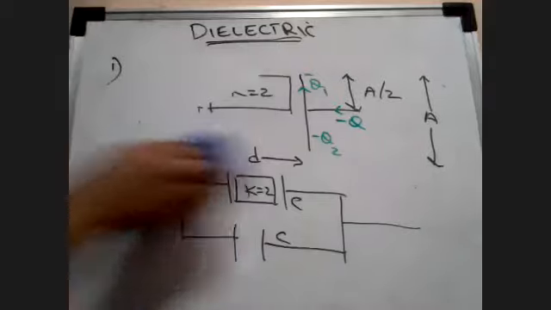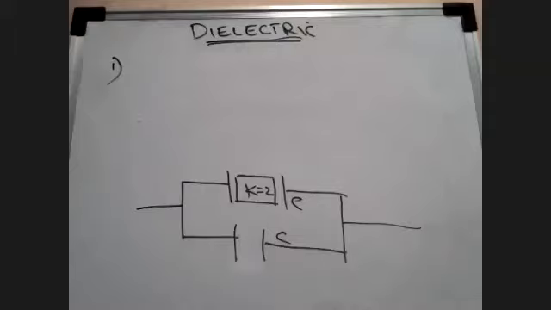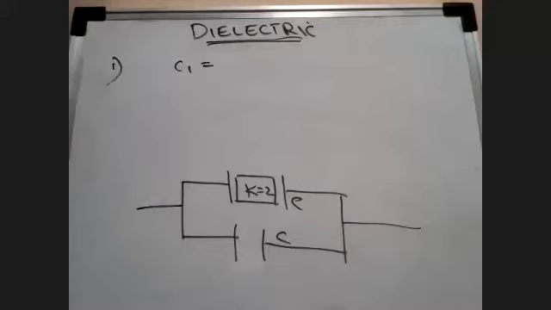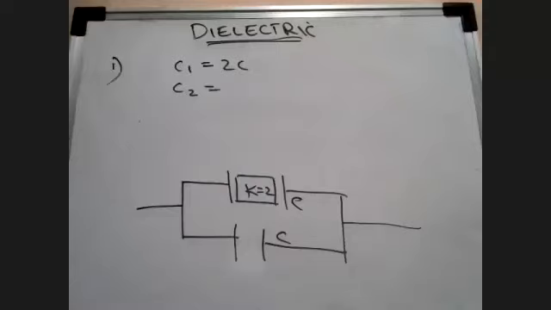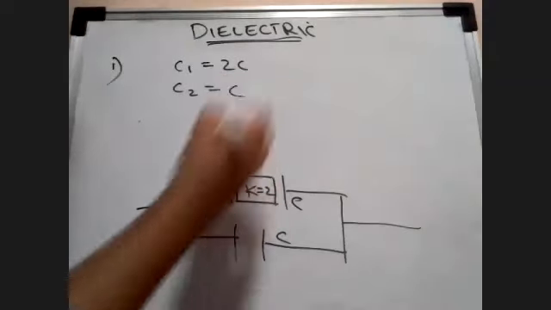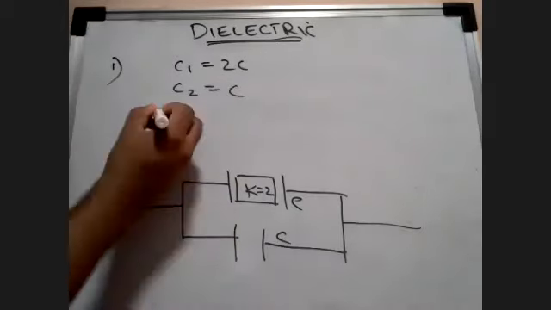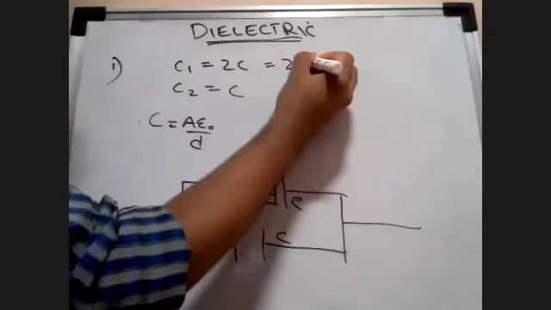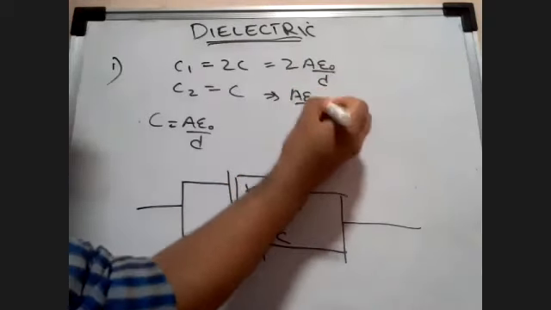If I know this much, I can start solving the solution. That is simply, C1 is what? Tell me. C1 is what? K times C, and that is what? 2C. C2 is what? It's just C. Yes or no? Okay, C2 is C. Let's write it in the form of A epsilon naught by D. C is what? A epsilon naught by D. Remember this? So let's write 2A epsilon naught by D, and over here just A epsilon naught by D.